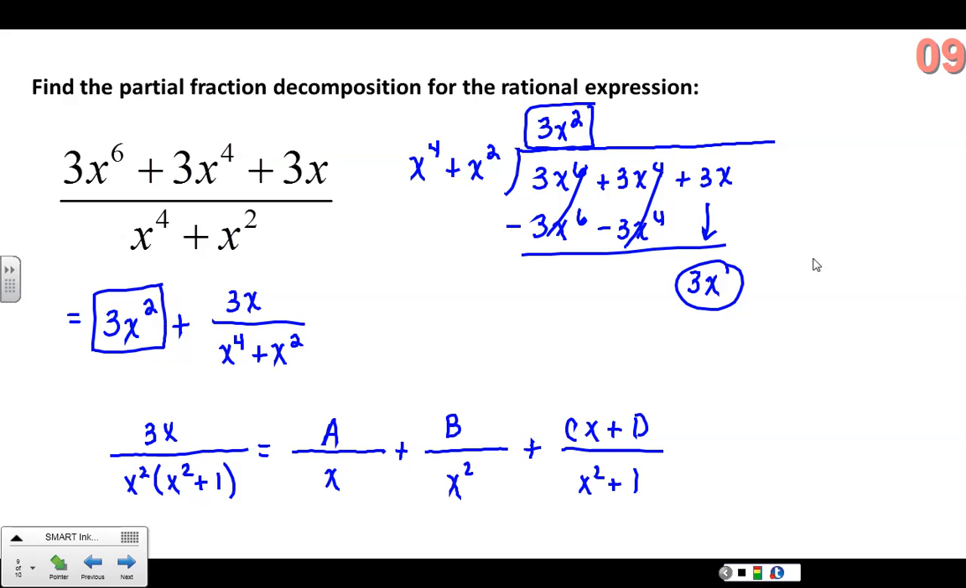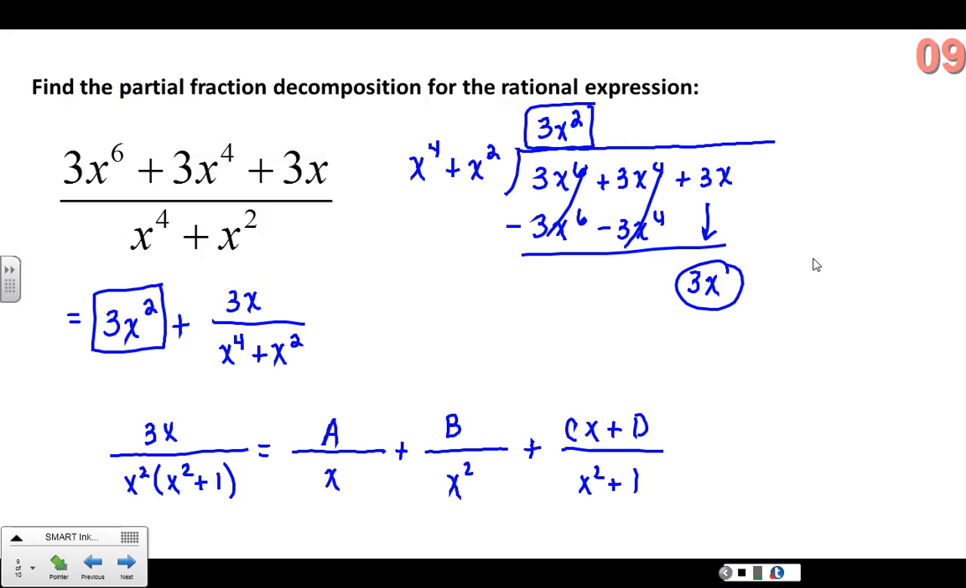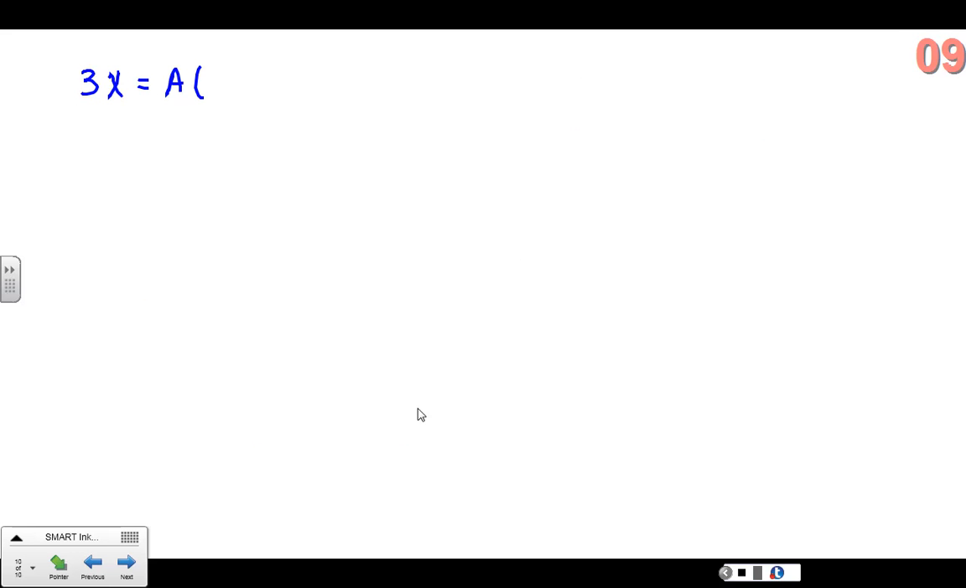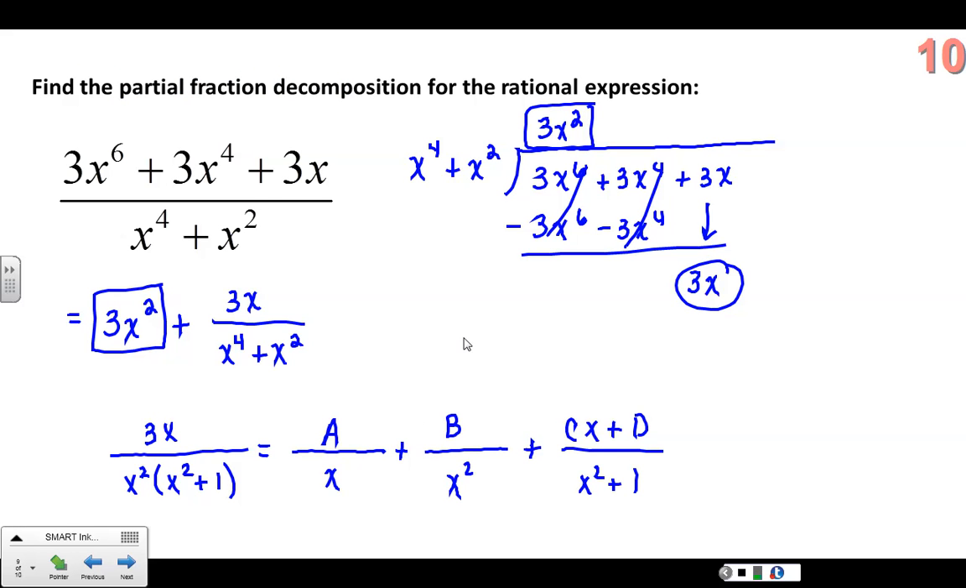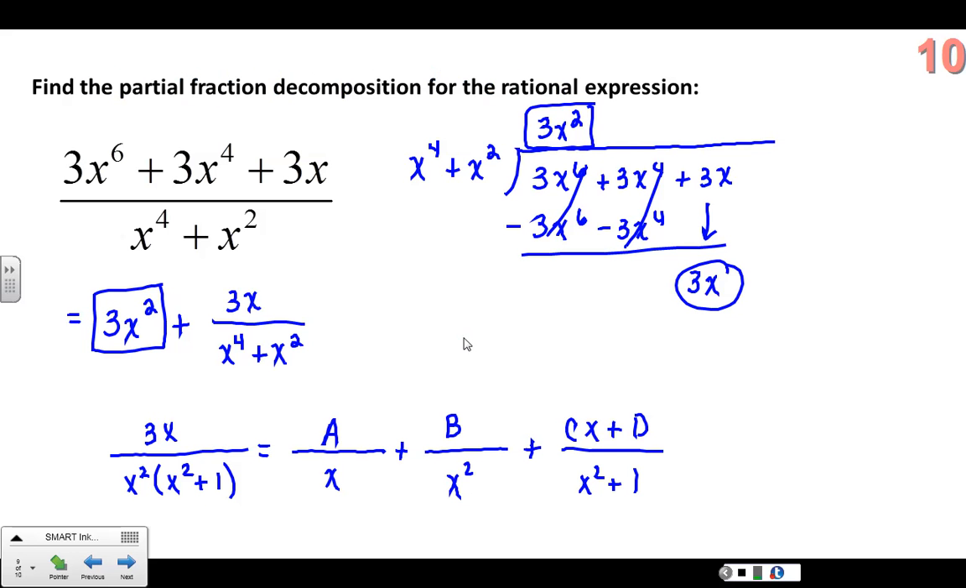Now, I'm going to multiply through by the common denominator. Let's go to the next screen here to do this. So I'll get 3x equal to A times, one x would cancel out, so I'd have an extra x and an x squared plus 1, plus B times, the x squared would cancel out, we'd have x squared plus 1, plus Cx plus D times x squared only.